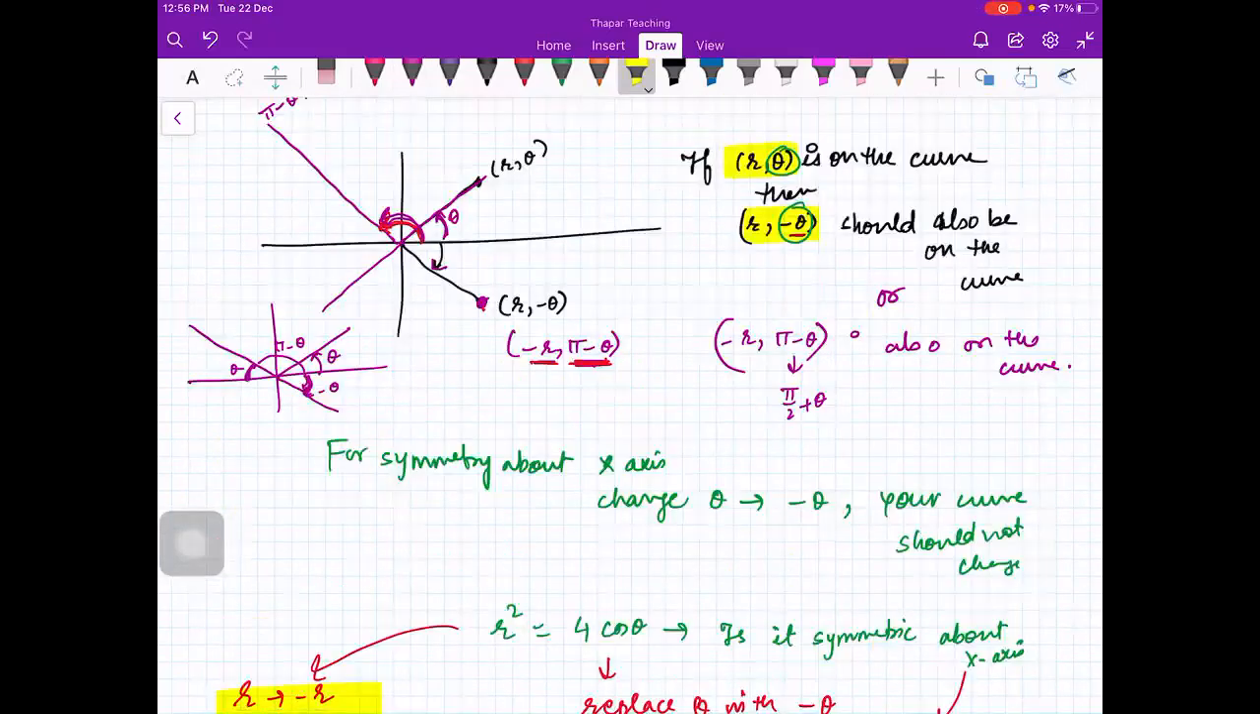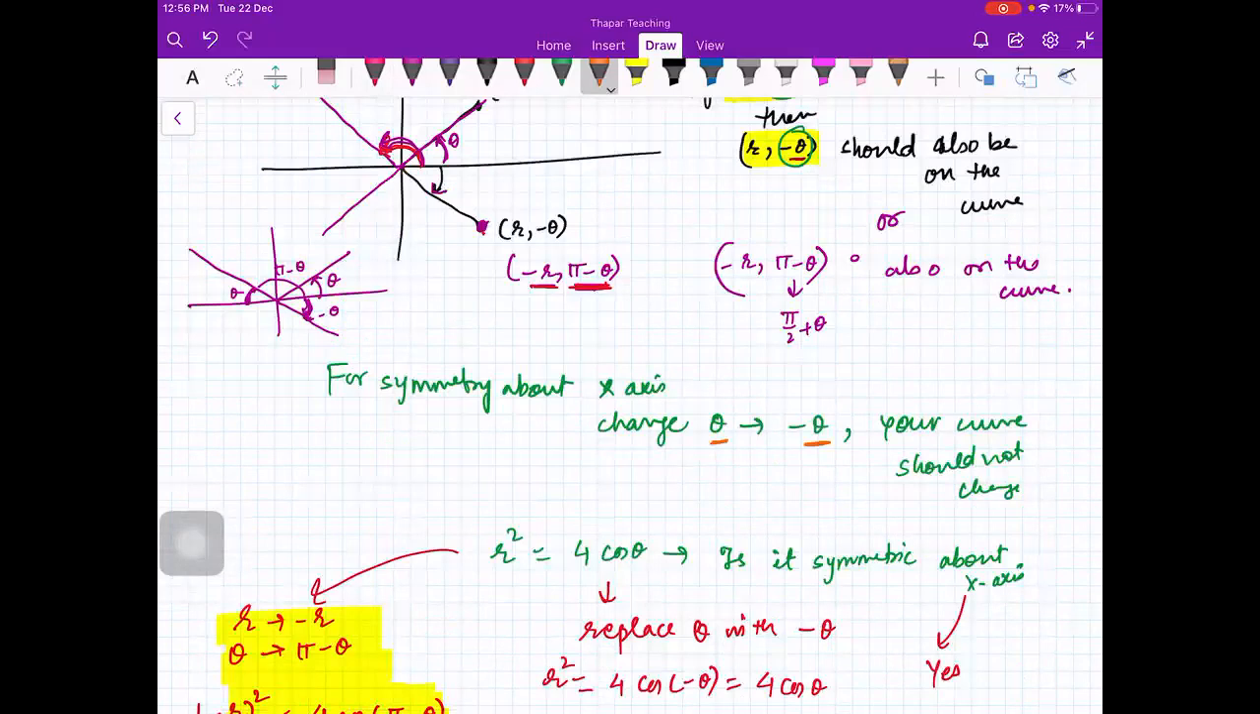How are we going to check symmetry about the x-axis? We will just replace theta with minus theta. If we get the same curve, then we will say it is symmetric about the x-axis, and I will explain this thing tomorrow. I will just find out what the problem is, and then I will tell you.